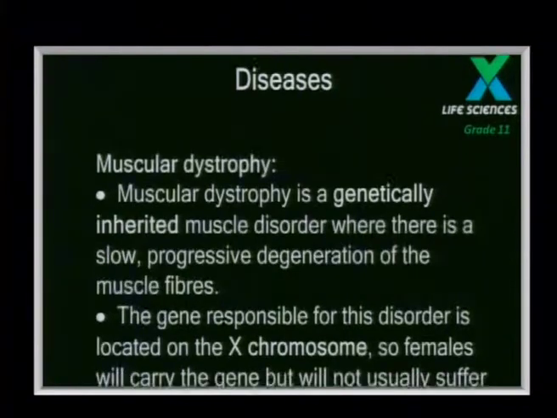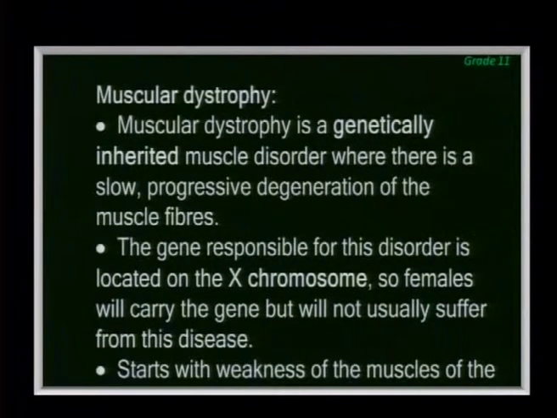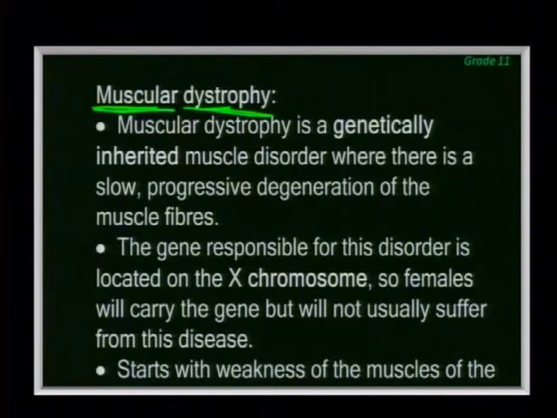Muscular dystrophy. Now look at what the word tells you. Muscular means muscles. Dystrophy, we spoke about earlier. Dystrophy means to actually break away, to degenerate. Okay, so muscular dystrophy is genetically inherited. So you inherit it from either your mother or your father or grandparents. And it's a disorder where there is a slow, progressive degeneration of the muscle fibers.